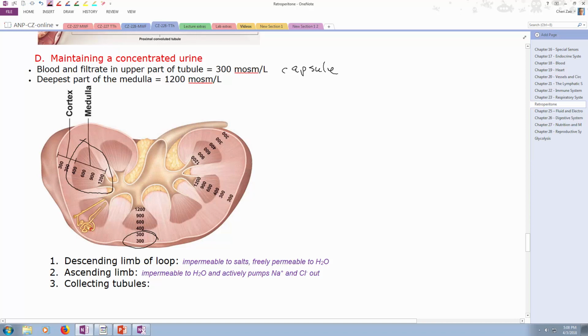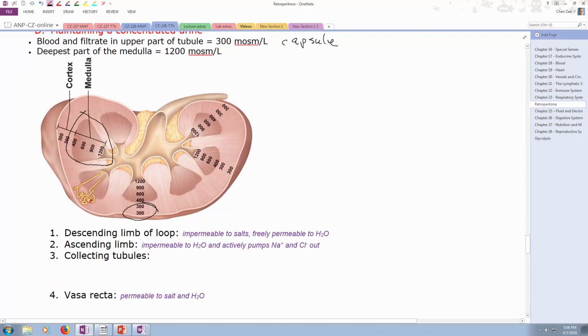And so that's the one thing about the pyramids of our kidneys. They're highly concentrated salty zones. If you're salty, where does water want to go? Into the salty area to dilute it. So this is a very important thing to realize. The other thing too is, let's take a look at our nephron loop.